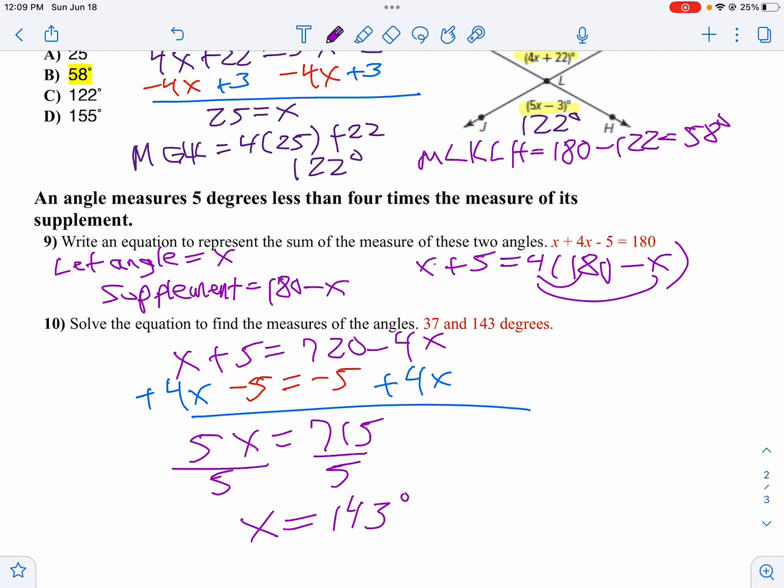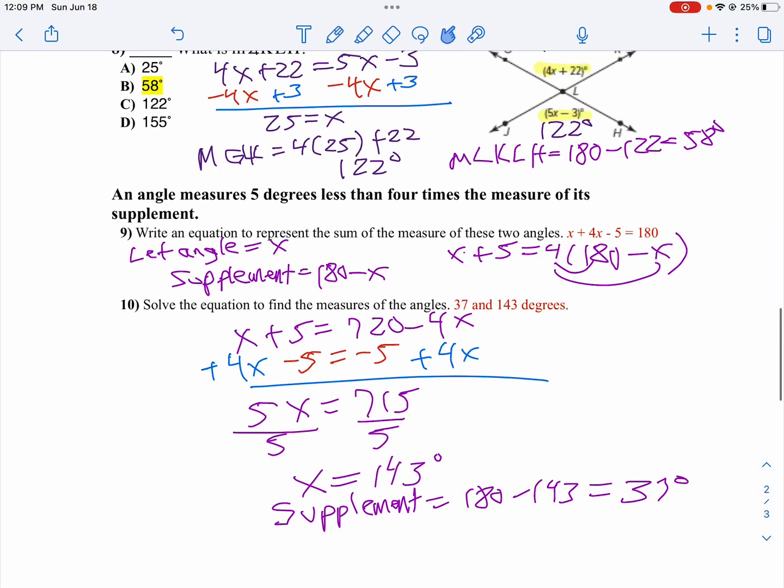And then to find the supplement, we take 180 minus x. So 180 minus 143 would give us 37 degrees. If you did it the other way, you should get that same answer.